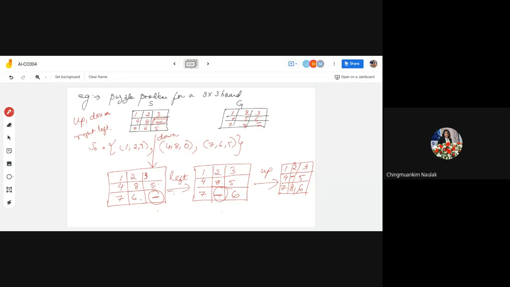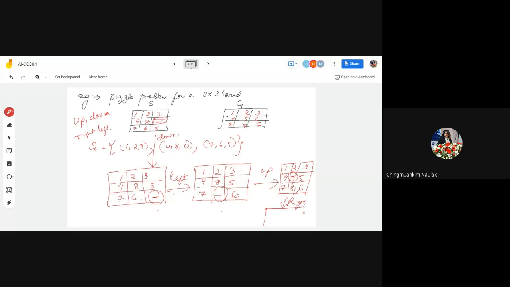You have 1 2 3, okay, so 7 8 6, 7 8 6. It's not fine yet, right? The empty cell is here. So right now, what is the most appropriate move that you can make? If you move this to the right way, 5 is going to come here, right? So that is more appropriate right now. So let's move this empty cell to the right side. So perform right operation.